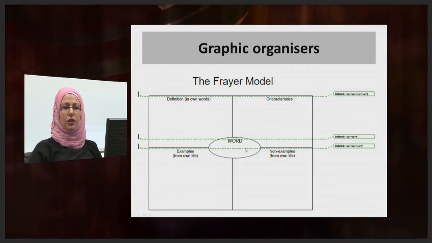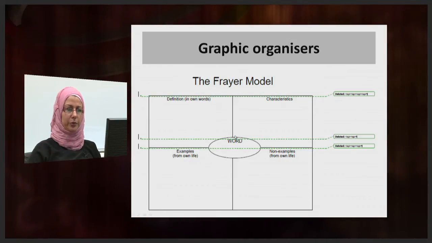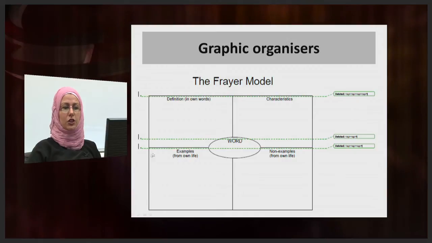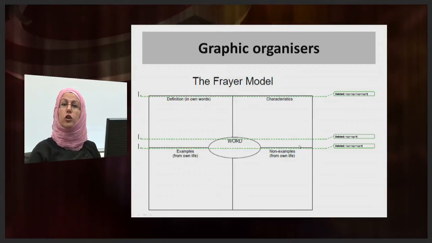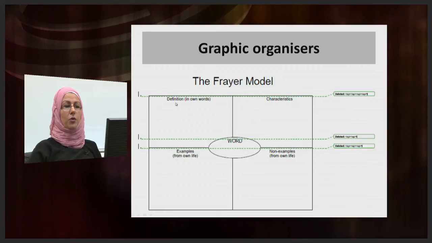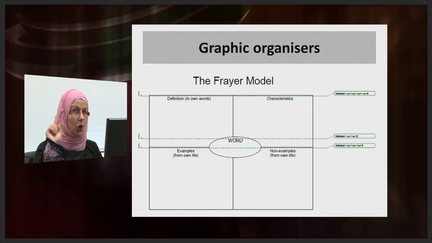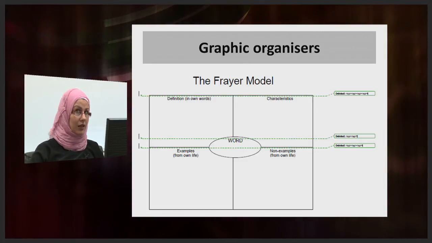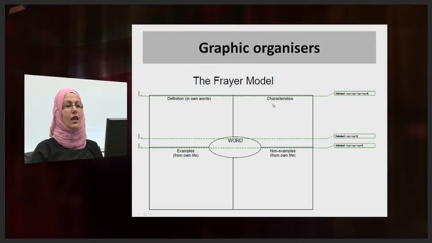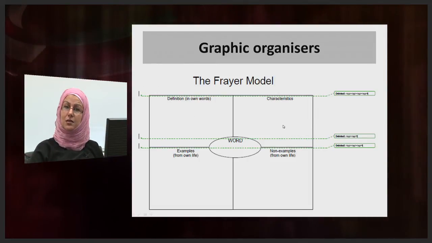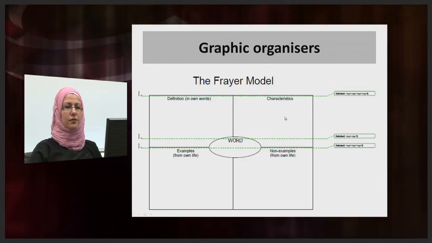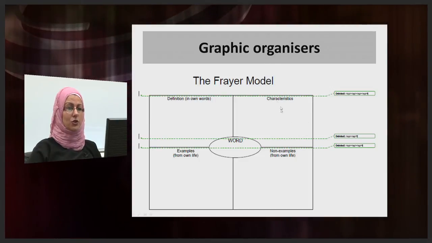We'll take some examples of graphic organizers, or probably a very famous example as well is the Freya model, where the target word comes in the center. The page is divided into 4 boxes. One box is for the definition, but take care, it's a definition in your own words, not the dictionary definition. And then try to list down any characteristics of the word, of the concept, any descriptions related to the word.